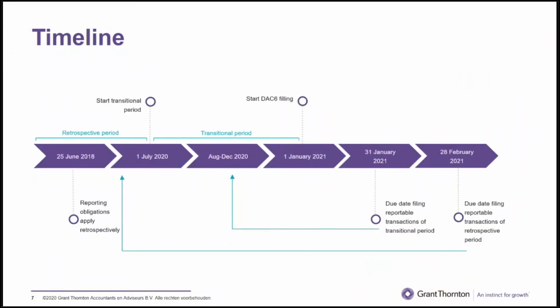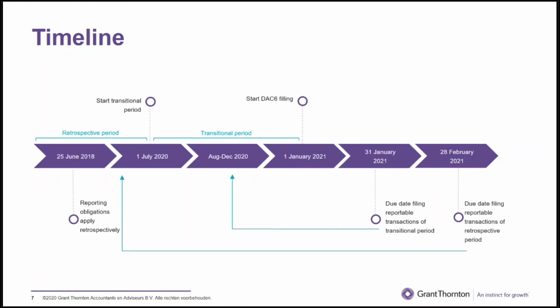So here you see a timeline I made. As I said, DAC 6 entered into force as per June 25, 2018, or at least that's when the reporting application started. So cross-border arrangements for which the first step in the implementation has been taken in the period of June 25, 2018 and July 1st, 2020 should be reported between January 1st, 2021 and February 28, 2021. For cross-border arrangements in which you were involved between July 1st, 2020 and January 1st, 2021, you should report between January 1st and January 31st, 2021.